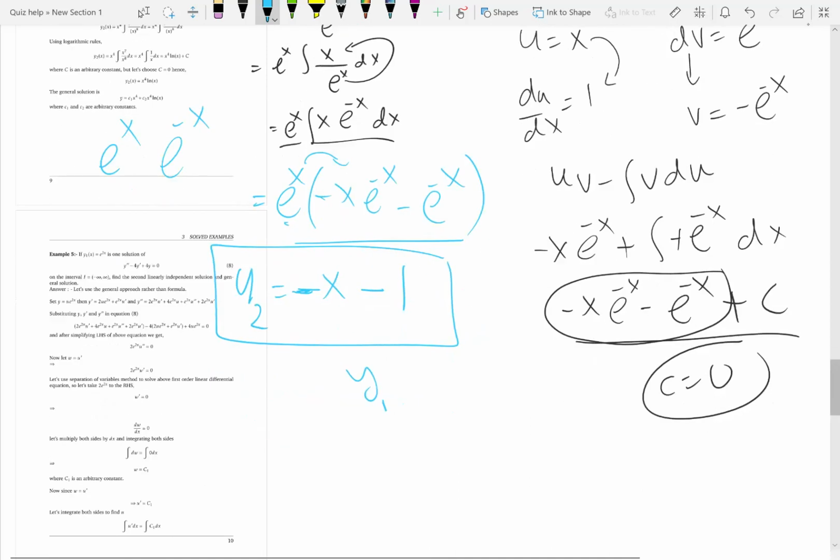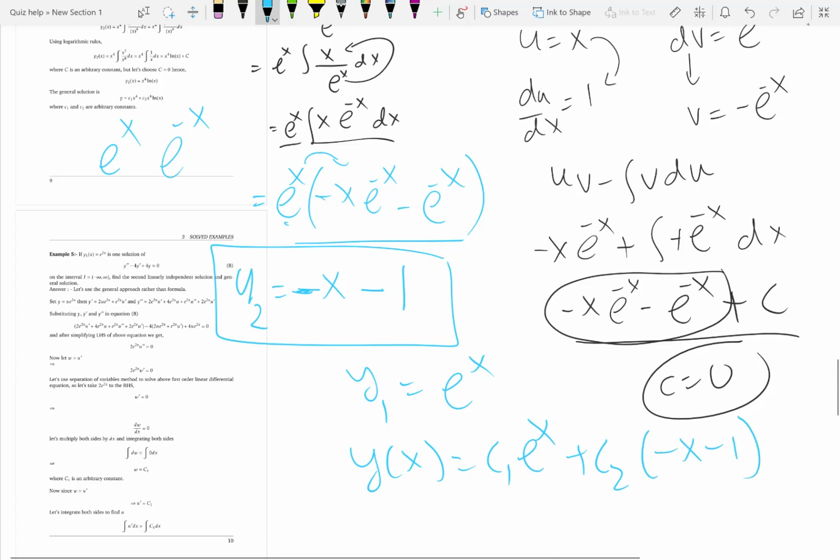So y1 was e to the x. So the final solution is the general solution c1 e to the x plus c2 times negative x minus 1, where c1 and c2 are arbitrary constants. So that's the general solution. Okay, that is how we use the formula.